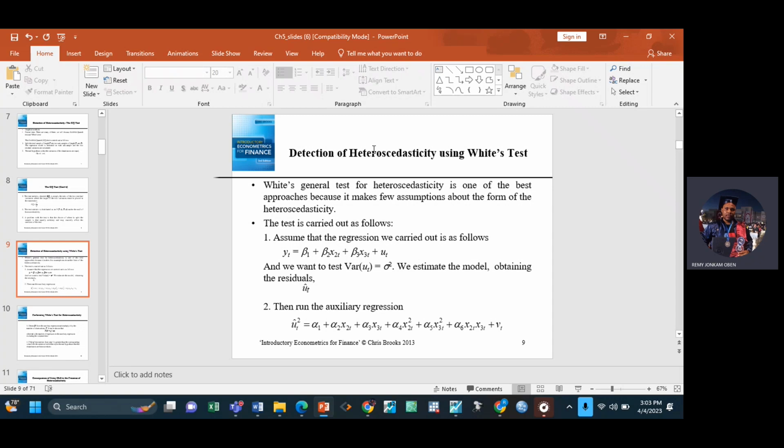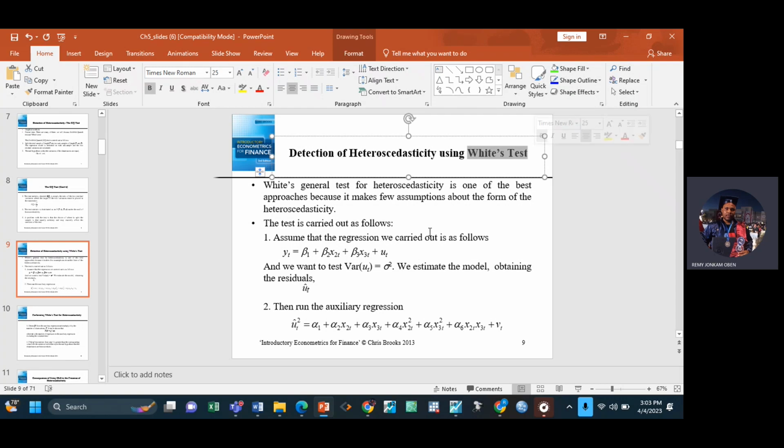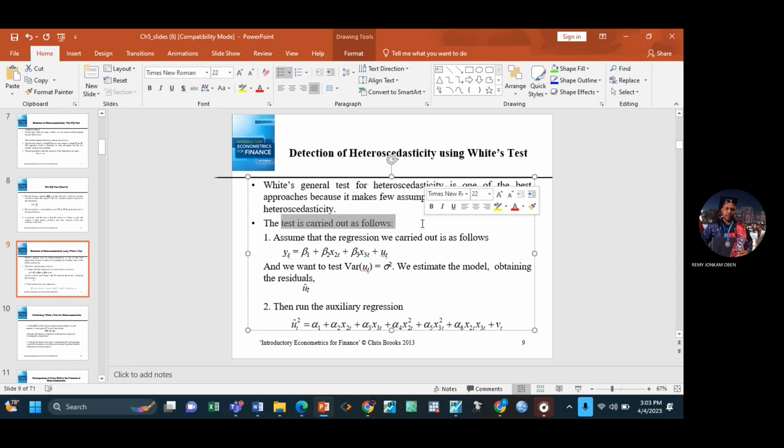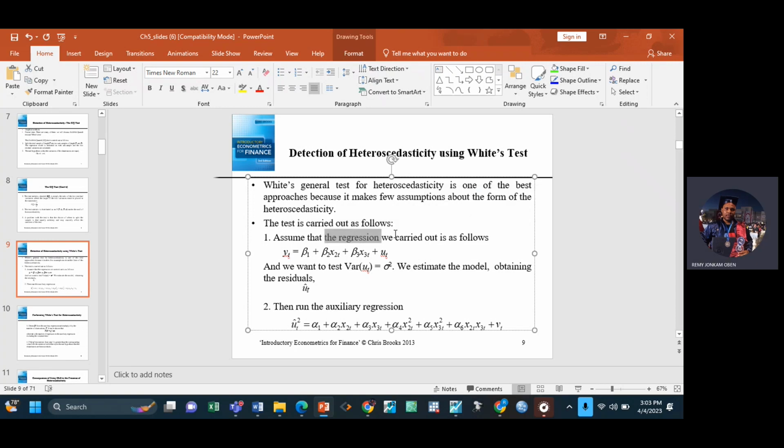Okay, now we have the White test. This is the general test for heteroskedasticity, right? So the White general test is one of the best methods, and it is the general test. The test is carried out as follows. Assume that the regression we carried out is as follows. So let's say this is the regression.